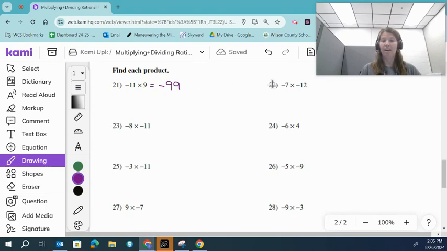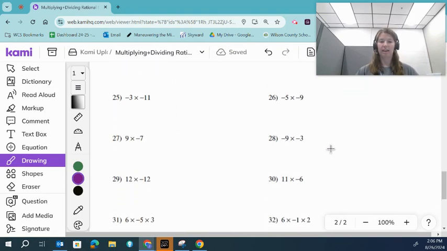Then we have negative times a negative is going to give you a positive. So we have negative 7 times negative 12 gives you positive 84. Another one, negative times a negative is a positive. So negative 8 times negative 11, positive 88. A negative times a positive, again, opposite signs, we get a negative answer, and that is negative 24. And several more for you to try here as well.